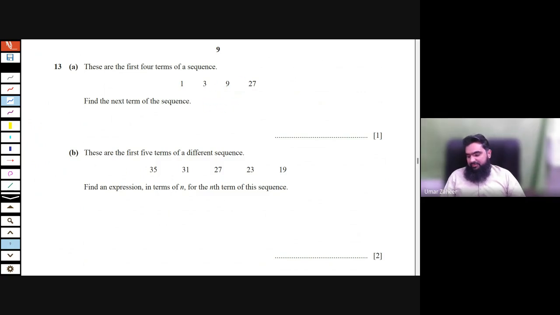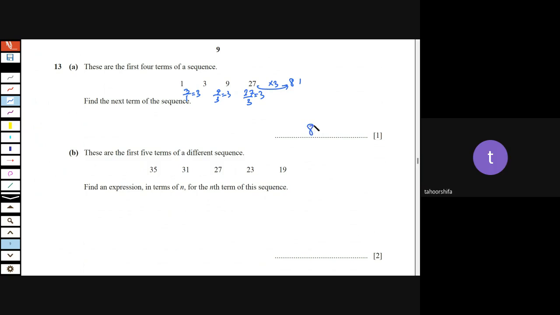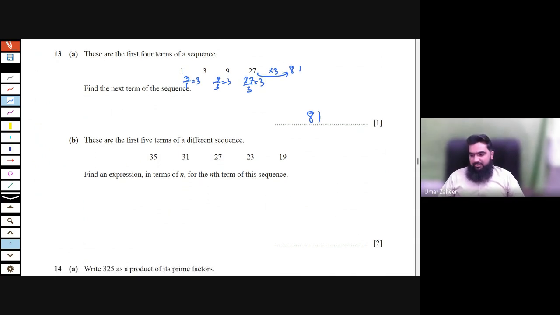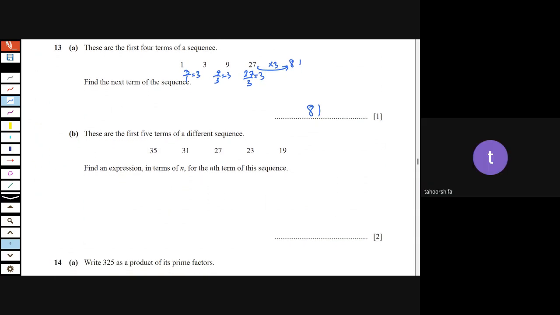It's a geometric sequence. You have to take the ratio. Second divided by first, that is 3. 9 divided by 3, that is 3. 27 divided by 9, that is 3. So 27 multiplied by 3 will be 81. It is a geometric sequence because we have a common ratio between consecutive values. Any question? No, sir.